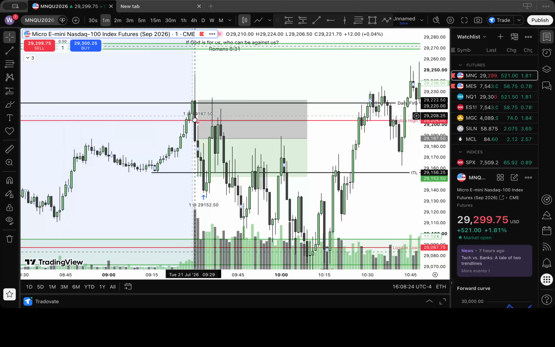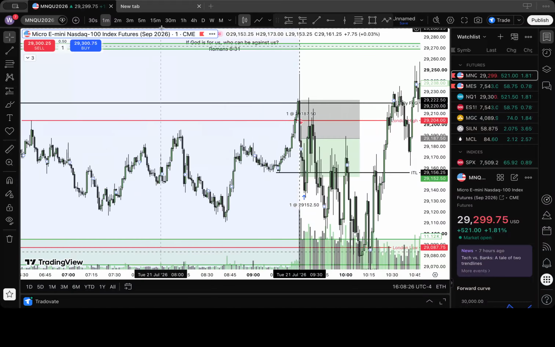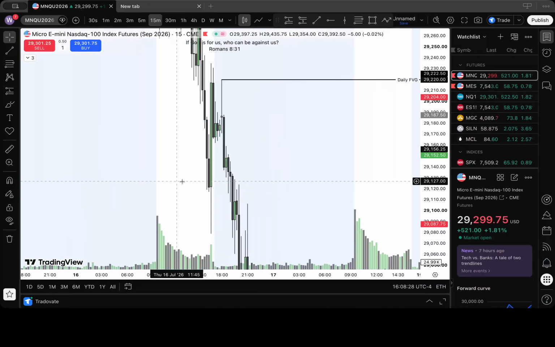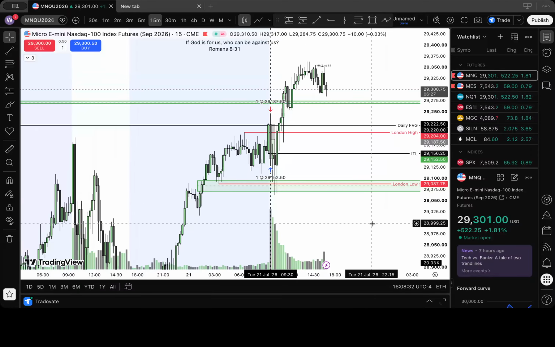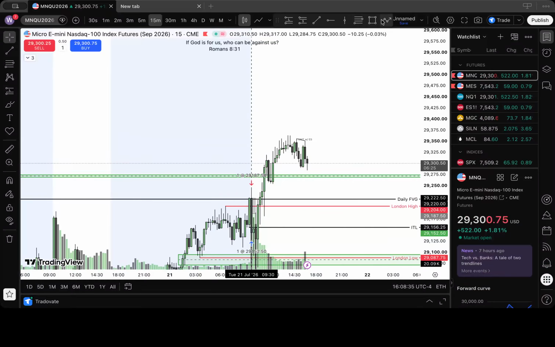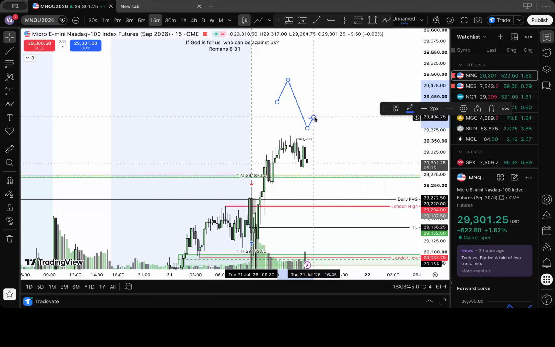Market opened up at 9:30, and going into market, I was looking for an open, high, low, close. Now, what an open, high, low, close is basically when we see price form, it opens, it forms a high, the low, and then it closes. And that's the typical candle formation, right?